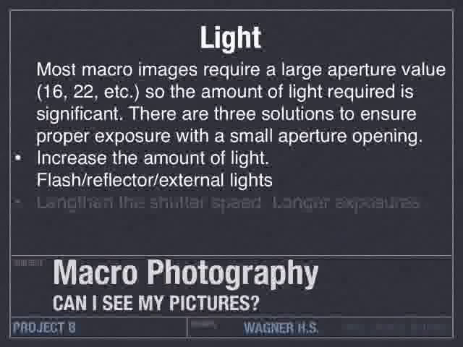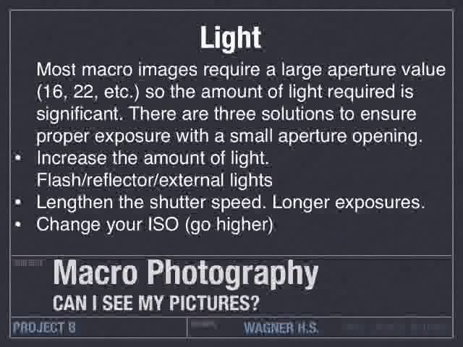Okay, light. This is huge. If you are using a large aperture value, like a large f number, 16, 22, and in some cases 45, the amount of light that you're going to be required to get to the sensor is a lot. So here are 3 solutions to help you ensure that you're getting proper exposure when you use such small aperture openings, and that means a large f number.